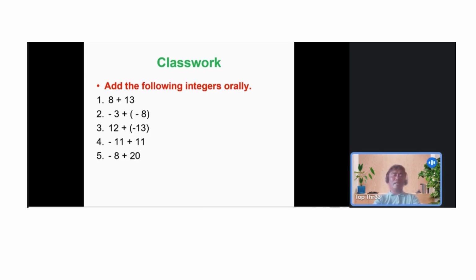Try the following. Add the following integers. Number 1, 8 plus 13. The answer, positive 21. Number 2, negative 3 plus negative 8. The answer, negative 11. Number 3, positive 12 plus negative 13. The answer, negative 1. Number 4, negative 11 plus 11. The answer is 0. And number 5, negative 8 plus 20. The answer is positive 12.